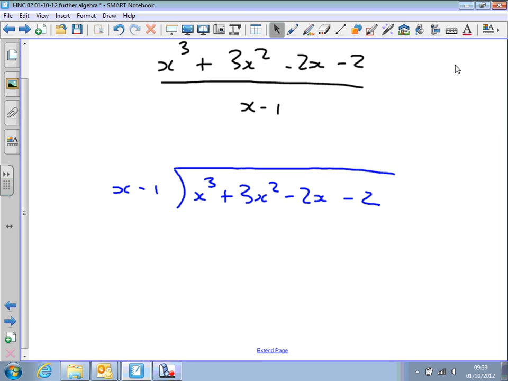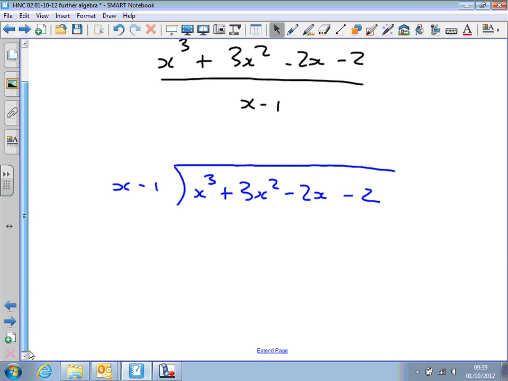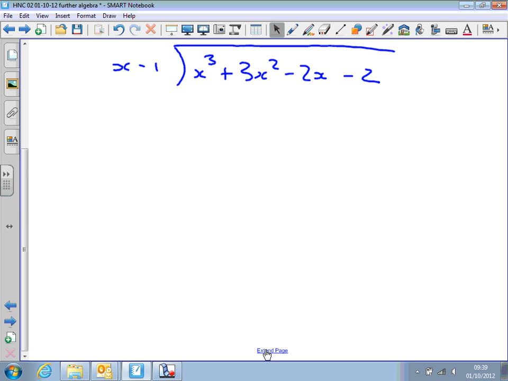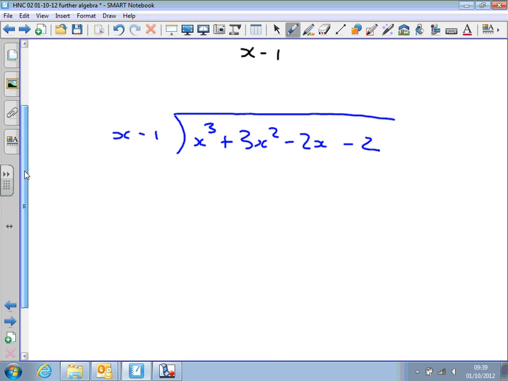First step. Multiply x by... Oh, right, I see. Yeah, if you divide x cubed by the x, it tells you. Yeah, effectively, that's a good way to think about it. So, what have we got to times the x by to get x cubed? X squared. So that's what goes at the top.